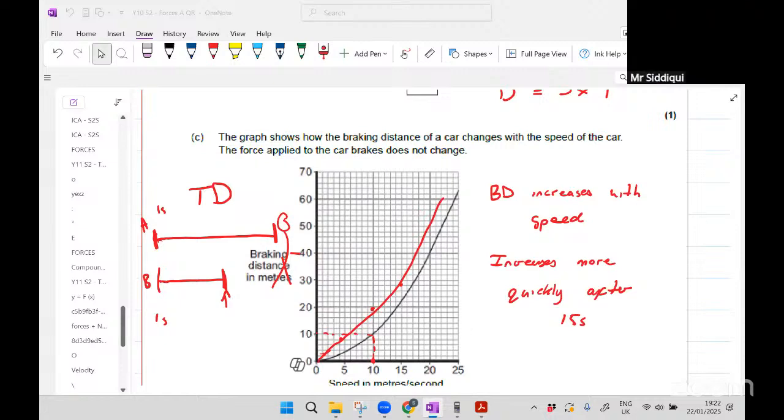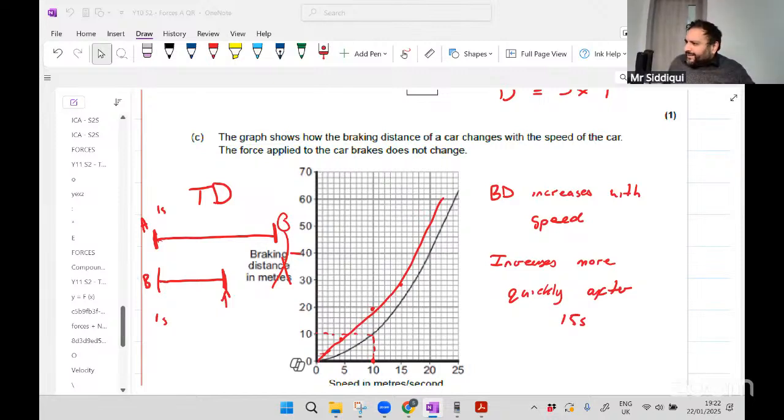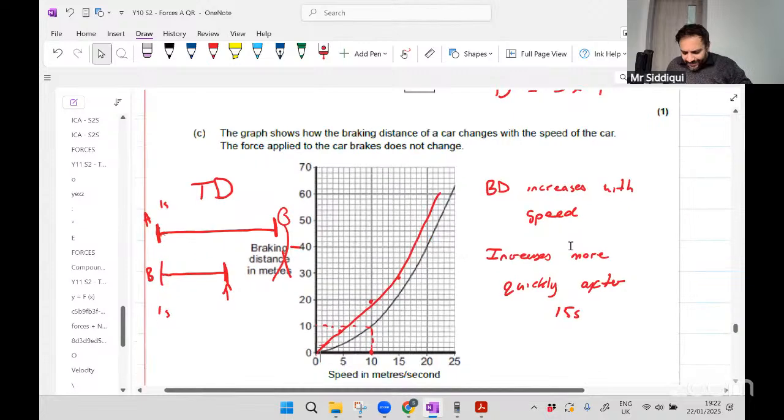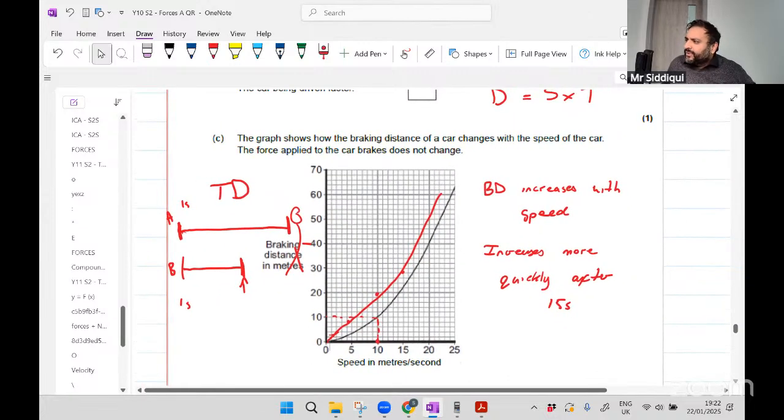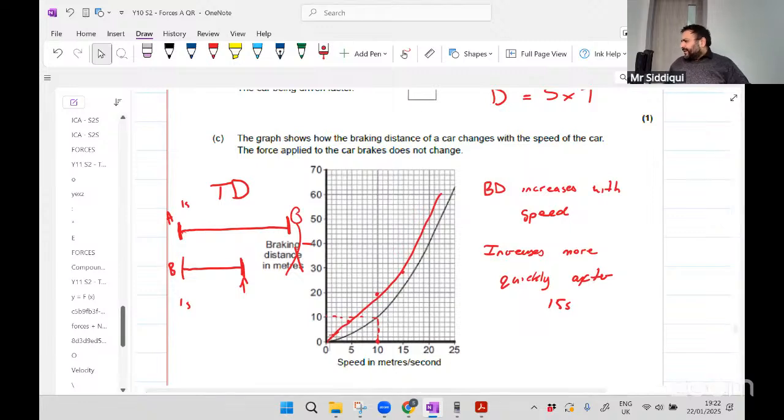Just to clarify to the person that asked a question 4 times, if that kind of thing happens again, I will immediately remove you from the call, if that's okay, without further thought. Can we do a question about calculating acceleration from a velocity time graph, please? Yes, I'll do that.